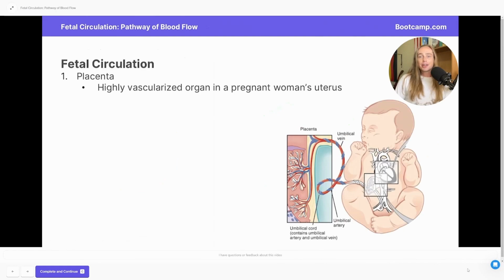We start off our journey in the placenta, which is just a highly vascularized organ that's found within the uterus of a pregnant woman. Within the placenta, we see a back and forth exchange of gases, nutrients, and waste products between the mother and the fetus. So essentially, this placenta is responsible for giving the fetus all of the gases and nutrients that it needs to grow, and at the same time, it's also responsible for taking all of the waste products away from the fetus and giving them back to the mother's blood where she can then expel those wastes.